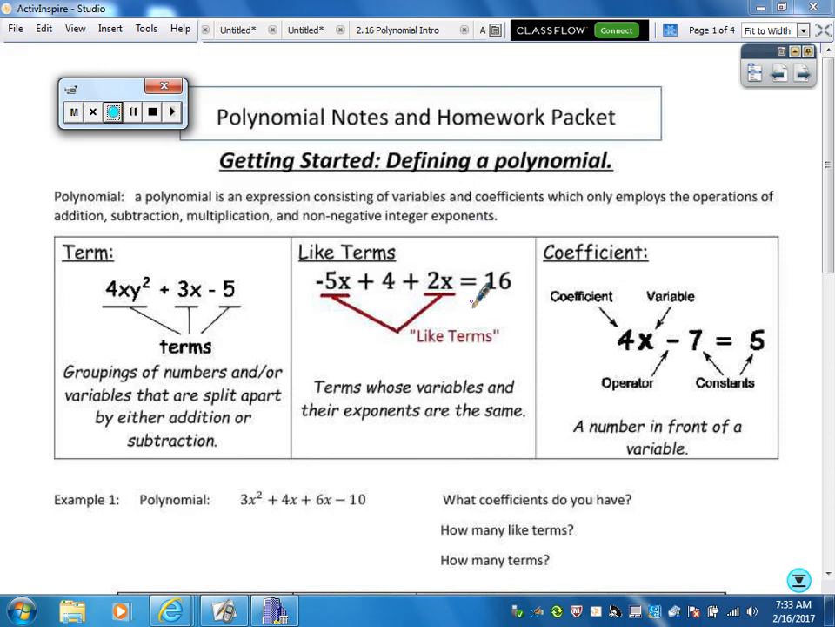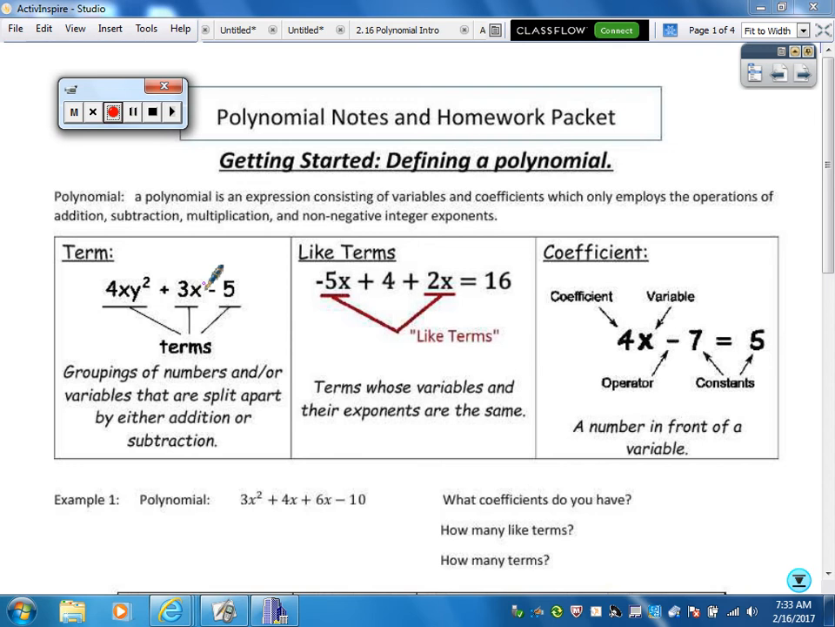Alright, I want to show you two things today. I want to show you what a polynomial is, how we name them, and then I also want to show you how to add and subtract them. So the first thing I have here is a little vocabulary. This is our first polynomial we'll see on the page.